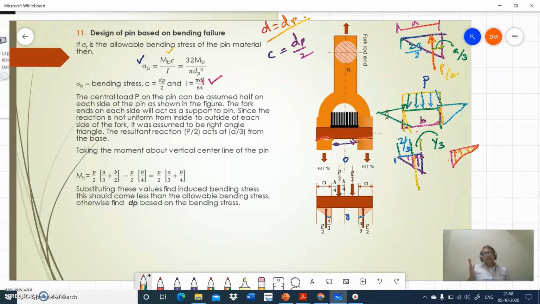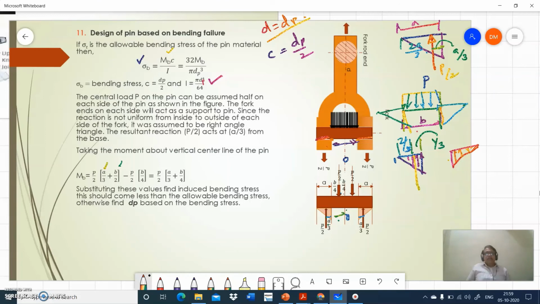P by 2 is acting at a distance from the center of b by 4, right? If I take the moment about O, this P by 2 is acting in the clockwise direction: P by 2 into a by 3 plus b by 2. b by 2 is this distance, right? That is the moment in the clockwise direction due to the reaction P by 2 into a by 3 plus b by 2. This is positive because I am taking clockwise as positive and anti-clockwise as negative.